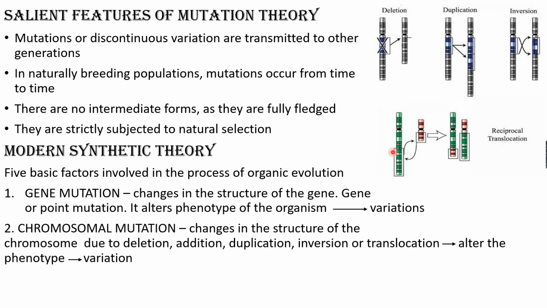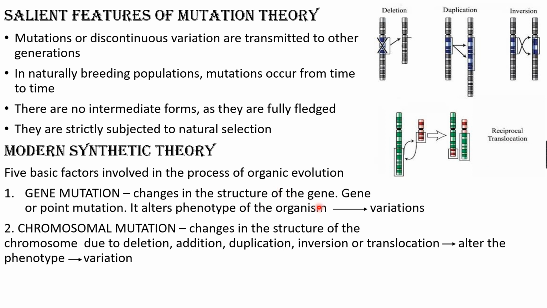So here you can see the pairing up of chromosomes. These are two chromosomes, and this particular part is cut and this part is cut. Both are replaced. You can see the position is changed. Okay, this brown color is attached to the green color and the green color is attached to the brown color. So this is a location change. It's called translocation.